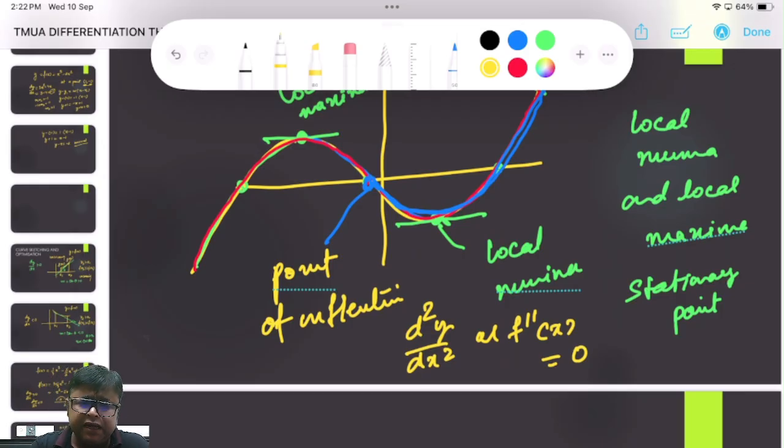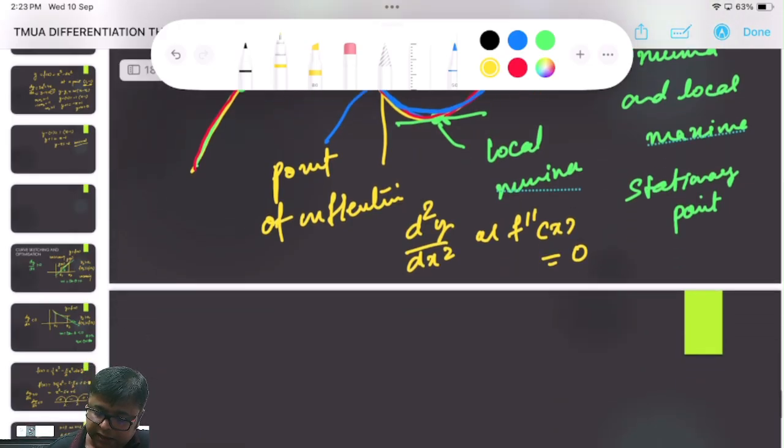Sometimes at first derivative 0 also we can have a point of inflection, but that is a case of a function purely increasing or purely decreasing, where the function is not increasing and decreasing both. Those things are rarely tested in TMUA, but the more important thing is the tracing of the curve, how we make a curve.